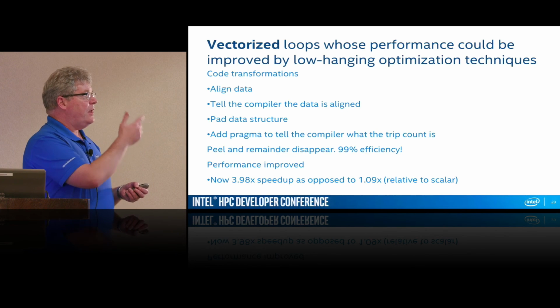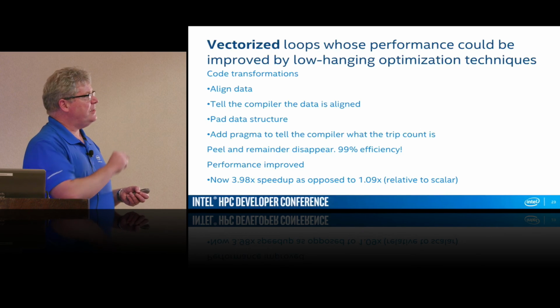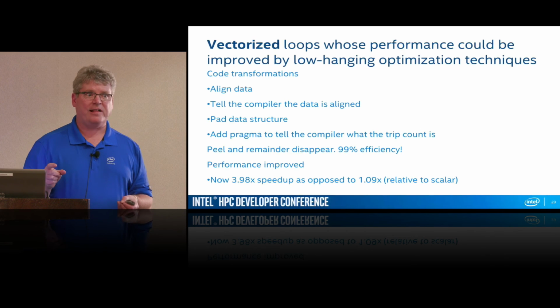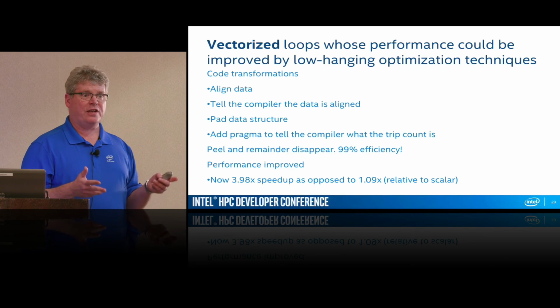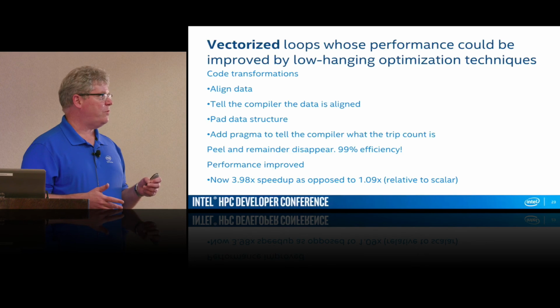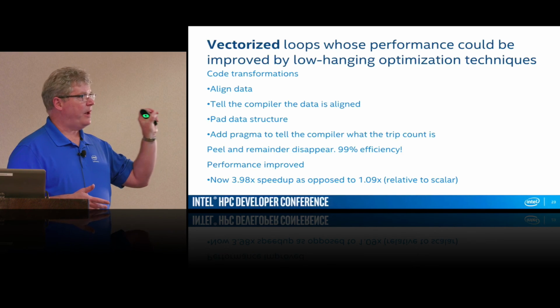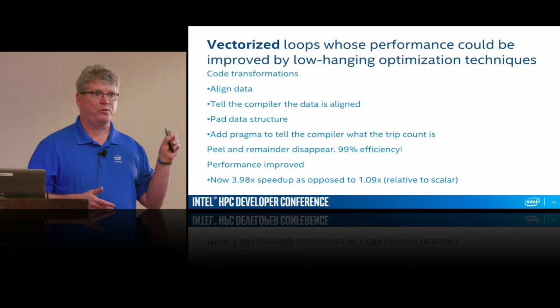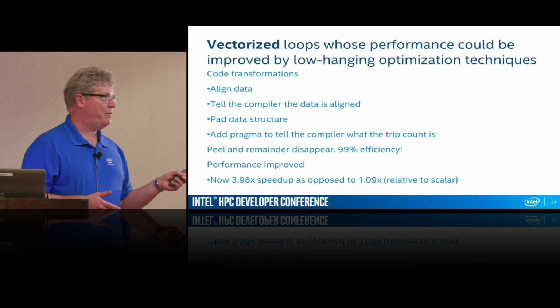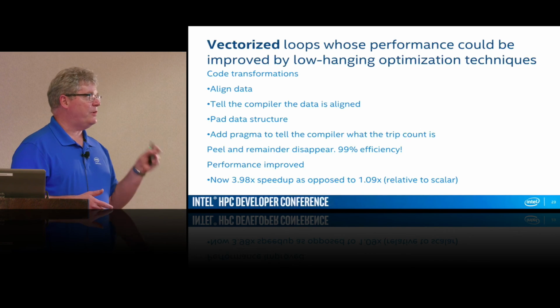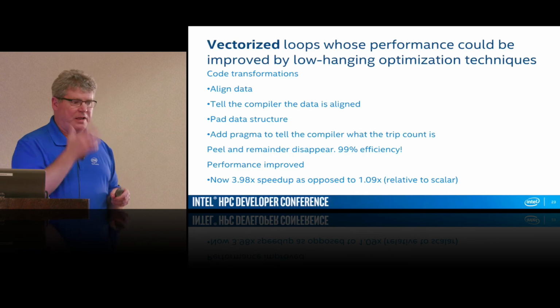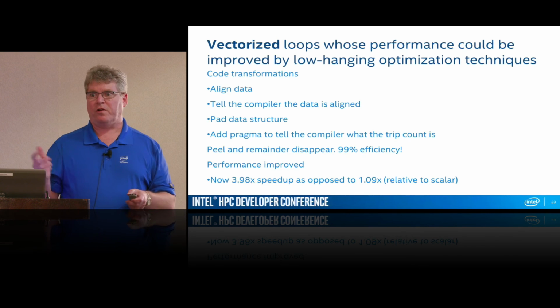So again, low-hanging optimization techniques, simple code transformations by aligning the data, telling the compiler the data is aligned, padding the data structures, padding the iterations so that they're divisible by the trip counts. In my case, I didn't tell the compiler what the trip count was, but there are pragmas to basically tell the compiler exactly what the trip count is. If you know that, adding that information can help the compiler remove those remainder loops. In my case, by doing some of these transformations, I was able to transform it from 27% efficient to 99% efficient. So now my speed up is 3.98 compared to 1.09. So when you see that, speed up is relative to scalar code.